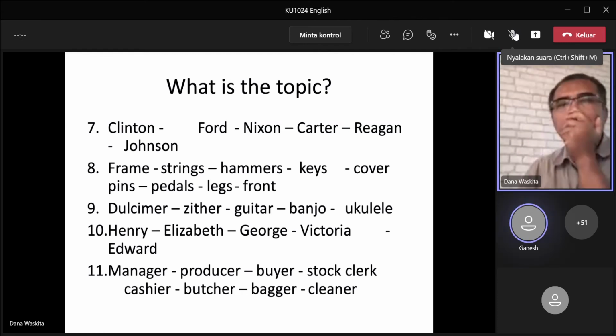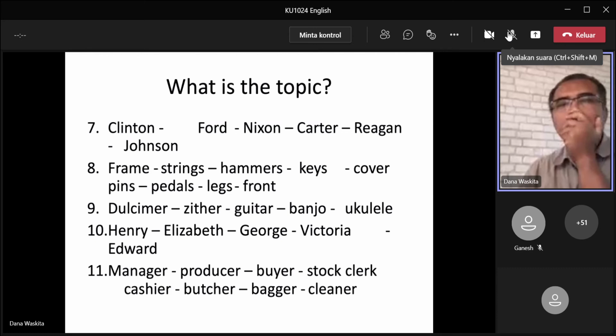Chordophones. Sorry, could you repeat then? Chordophones, sir. Chordophones. Okay, anyone else? Maybe it's another word for music instruments. Is it right to say music instruments here as the topic?